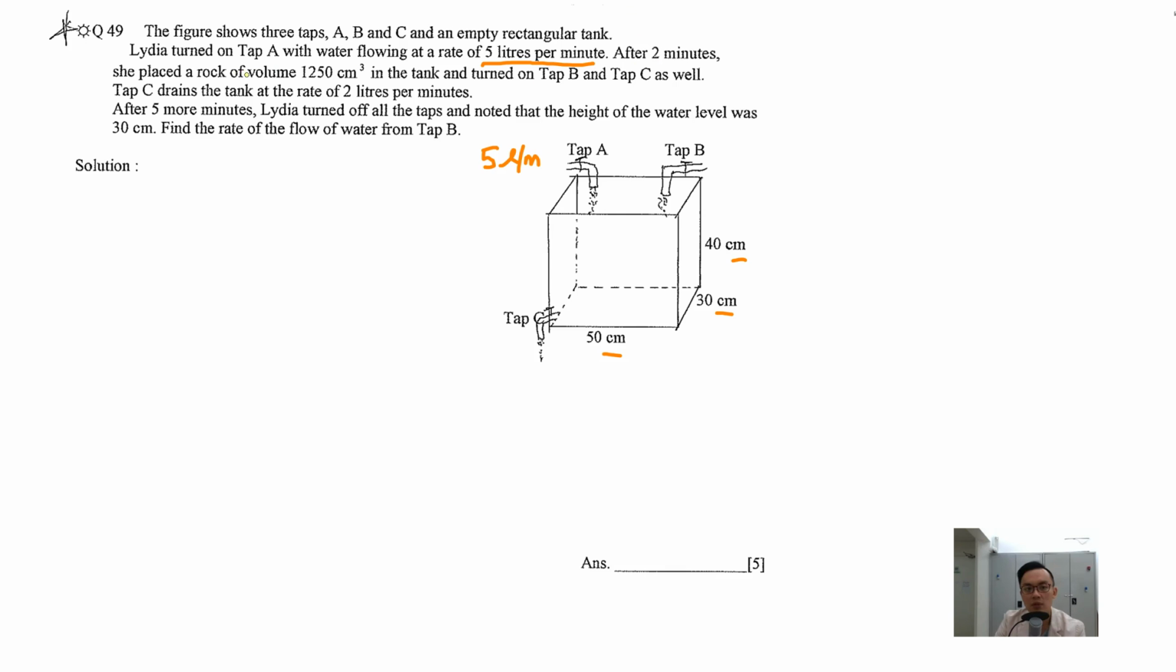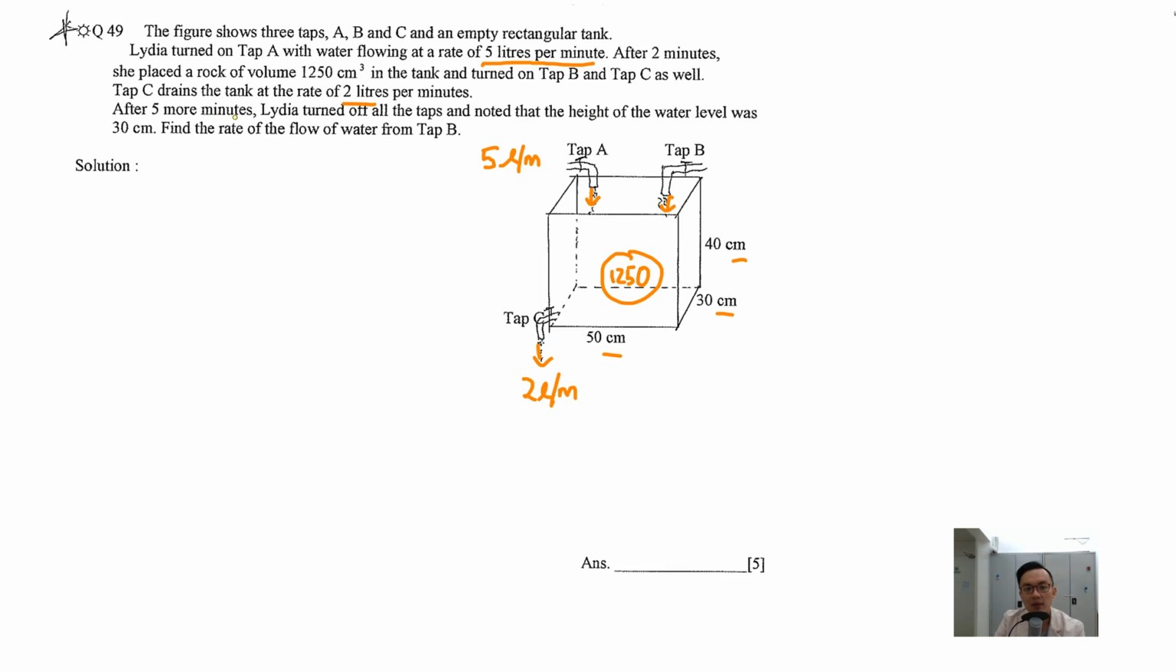After 2 minutes, she placed a rock of volume 1250 in the tank, and turned on tap B and C as well. So if you notice, B goes in, A goes in, and C comes out. All right, you must realize this. Tap C drains the tank at a rate of 2 liters per minute. So it's 2 liters per minute.